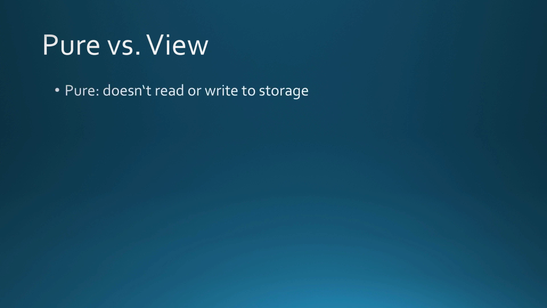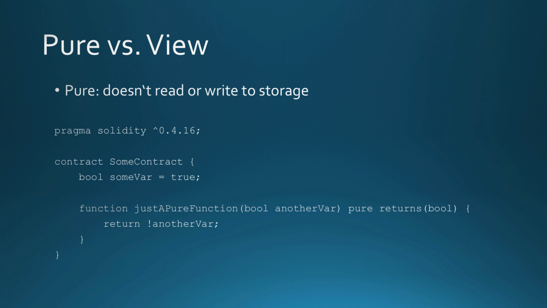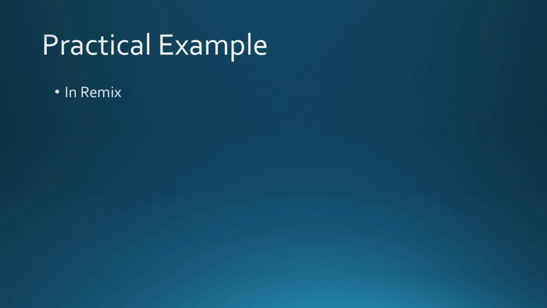In comparison, a pure function doesn't read or write to storage. We again have a very simple example where we start with the pragma solidity 0.4.16, and we have our contract. We again have the same variable, but our pure function is not interacting with any state variables, with any variables in the storage. It's only interacting with our argument here. So we have an argument, a bool, another variable, which also returns another bool. We define it as a pure function here, and we return the opposite of the argument. So if you have true here, we return false. It's just an example to show you that this function will not return or interact with any state or storage variables. Now let's have a look at a practical example in Remix.